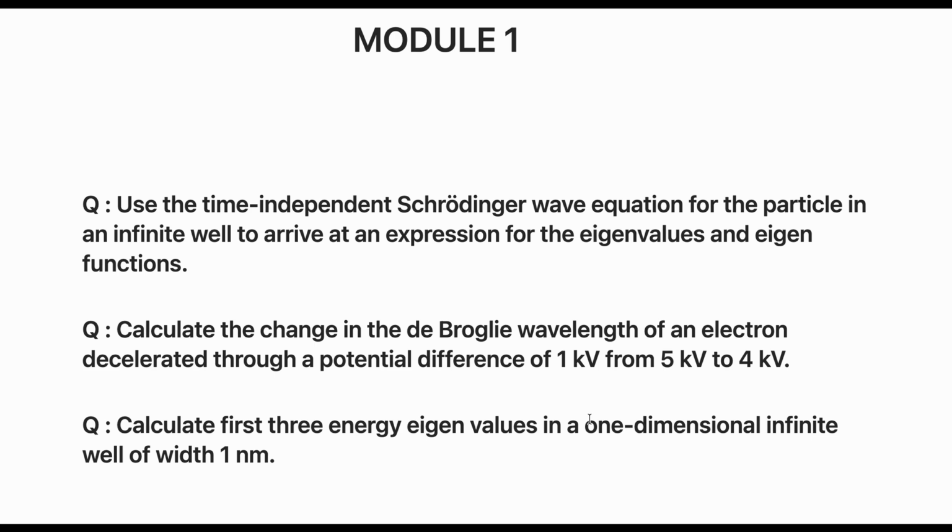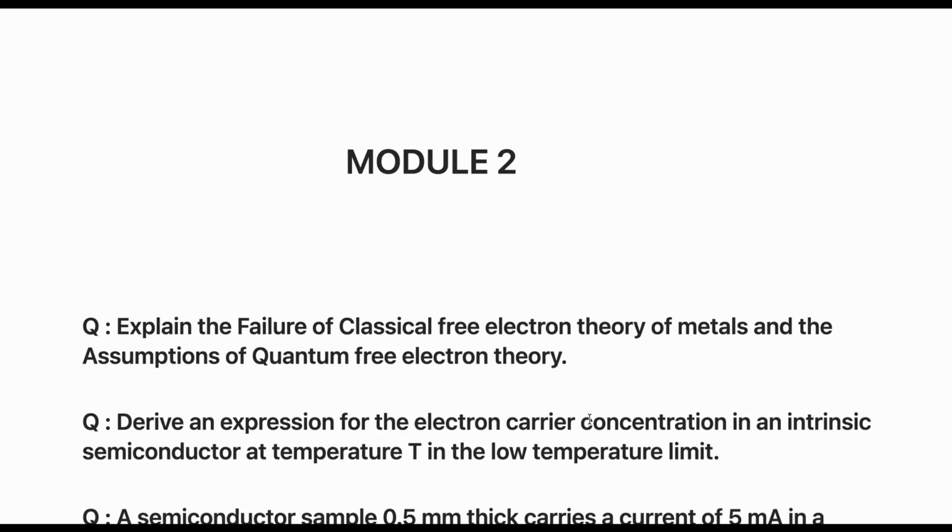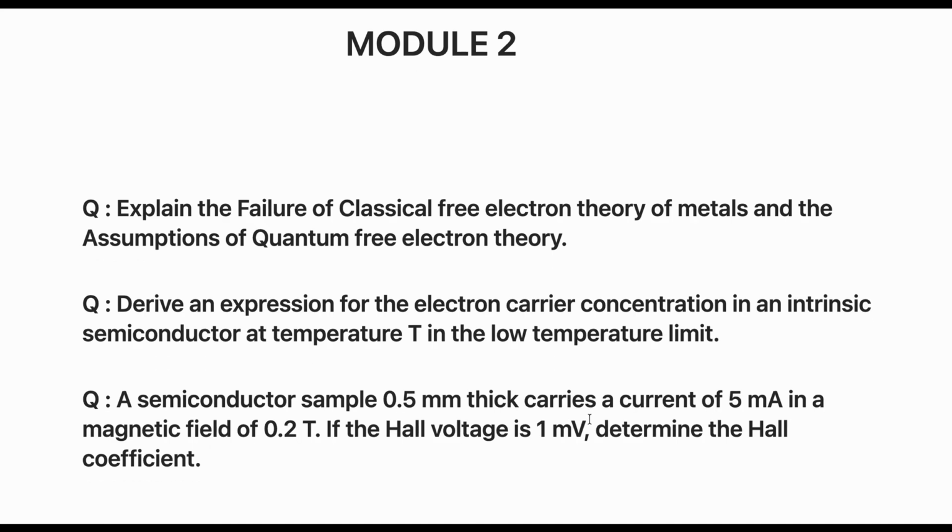Now move to our second module. From the second module, our first question is: explain the failures of the classical free electron theory of metals and the assumptions of quantum free electron theory. For this we have to classify sub points to explain this question in the examination. Our first point is that classical free electron theory fails because it cannot explain specific heat, cannot explain the Hall effect properly, and gives wrong predictions of electrical properties. These are the failures of the classical free electron theory.